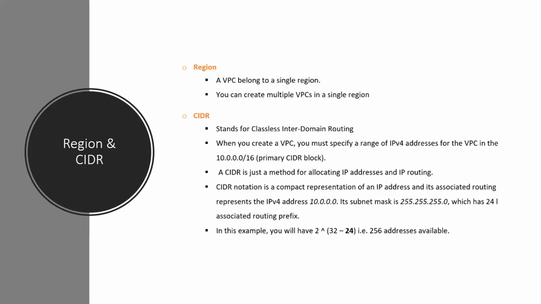Now, a VPC belongs to a single region, so it's a regional service. For every region it changes. If you create a VPC in one region, you cannot access it from a different region. There is a cross account VPC mechanism with the help of which you can do that, but not with the same VPC. You can create multiple VPCs in a single region, and you can access those within that region itself.